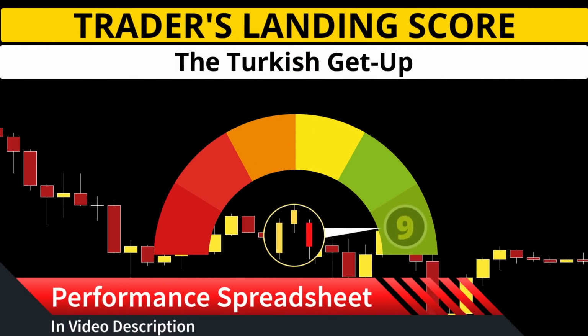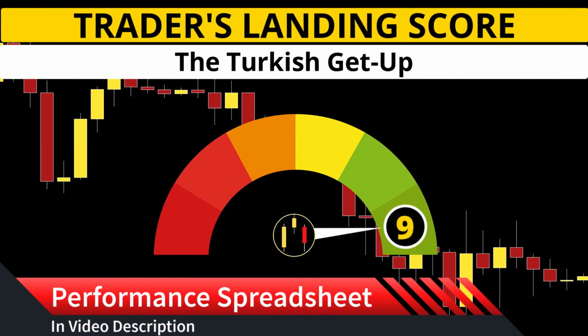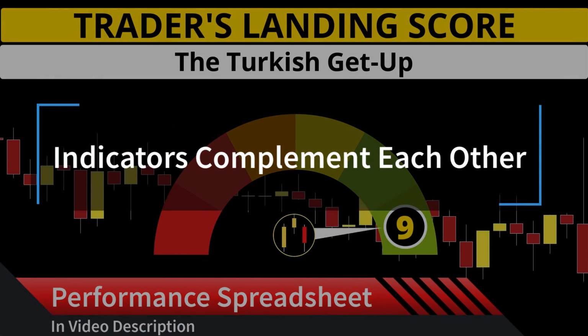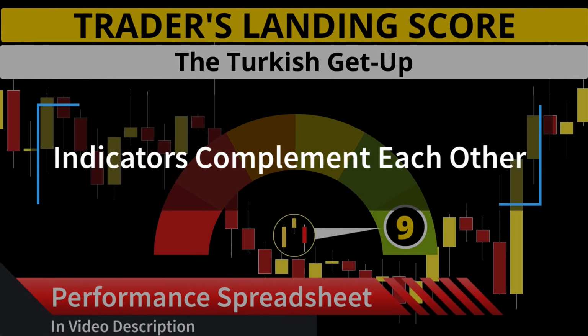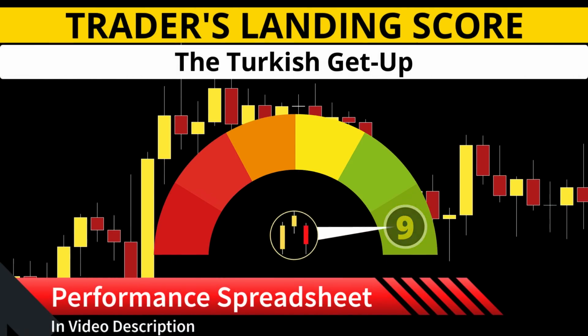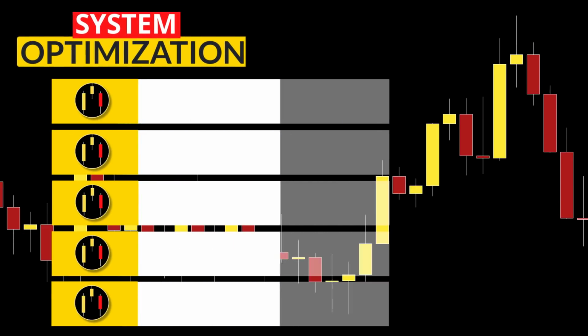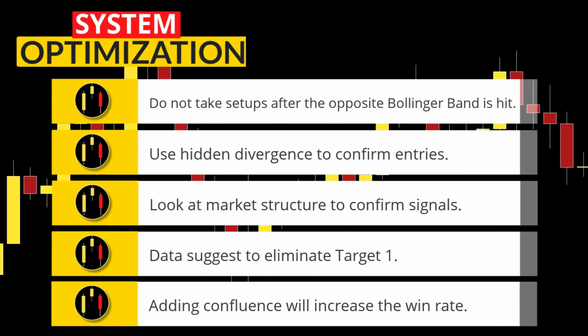I give this system a Trader's Landing score of 9 because I think this combination of indicators works well together and is a great starting off point to run through the optimization process. Remember, the enemy of great is good. I have 5 ideas on how we can improve this system.